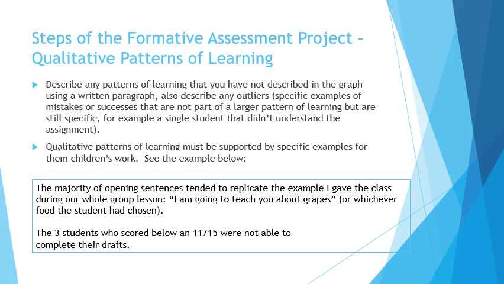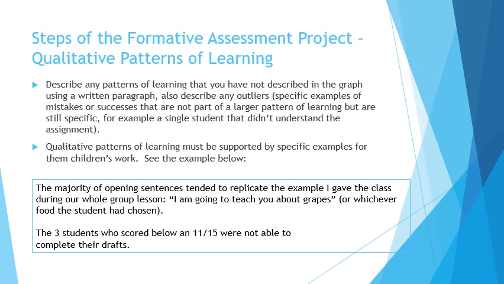Here's an example. I am going to teach you about grapes, or whichever the food the student had chosen. She also included the sentence that said the 3 students who scored below an 11 of 15 were not able to complete their drafts. So she's using words to explain the patterns that weren't visible in her graph. Okay. Also in this qualitative piece, you want to describe any outliers. Okay. So these are assessments that are not typical of the larger patterns.